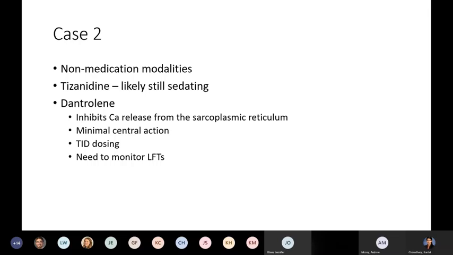Because of the LFT elevation, you typically need to titrate up slowly. So it's generally TID dosing. Max dosing is 100 TID, and that's usually where you need to get to be effective, although some people may have effect at lower doses. You'll typically start at 25 TID and work your way up. I have had some patients state that they do feel sedated on dantrolene. It's not really clear, as there's not really a mechanism by which that would occur, but it's not unheard of. At least anecdotally in the clinical environment, people do report that, but in general, it shouldn't have a sedating effect compared with the others.